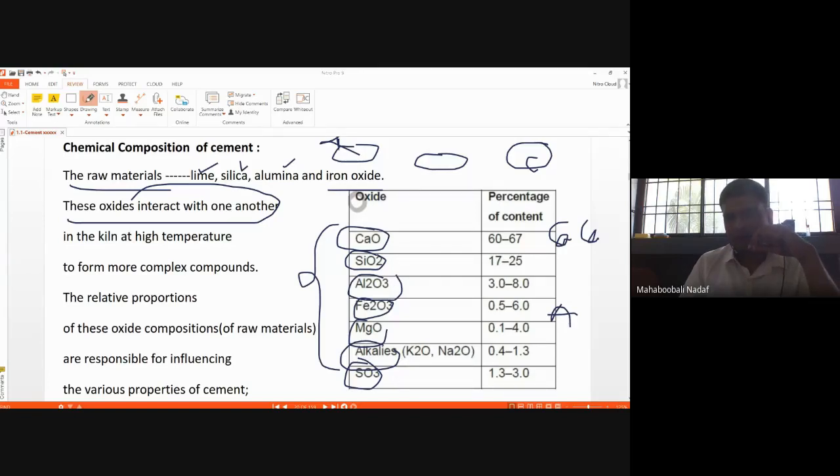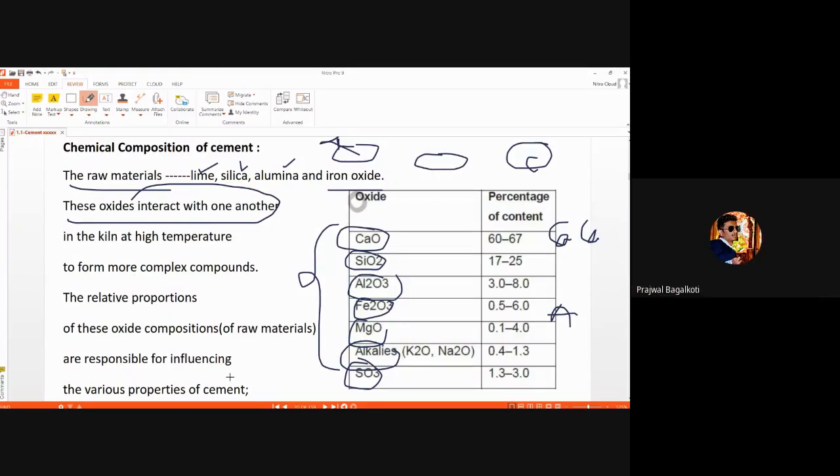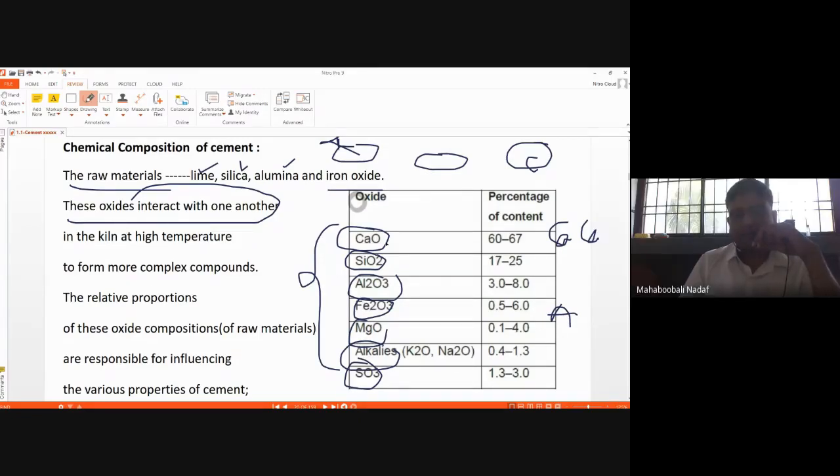Prajwal, can you tell me in which component? In the rotating process. I'm not getting your answer. Okay, all these oxides of the raw material will react in the kiln due to the high temperature. That is why it is written here that all oxides will interact with one another in the kiln at high temperature.